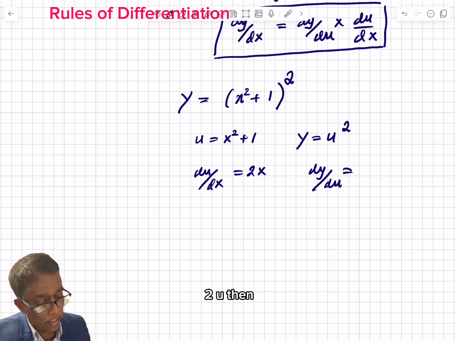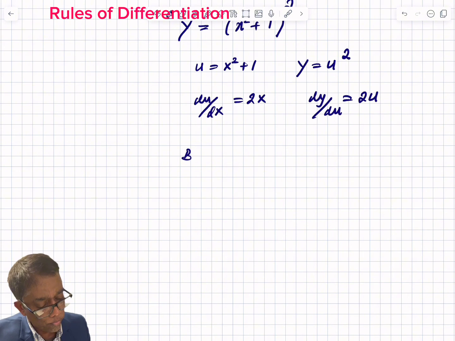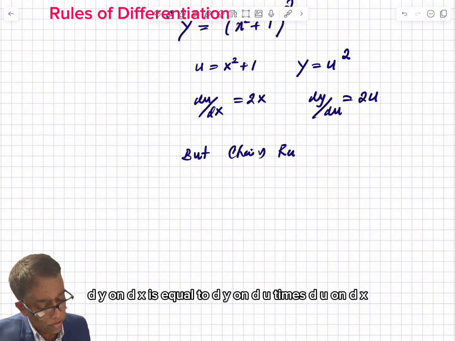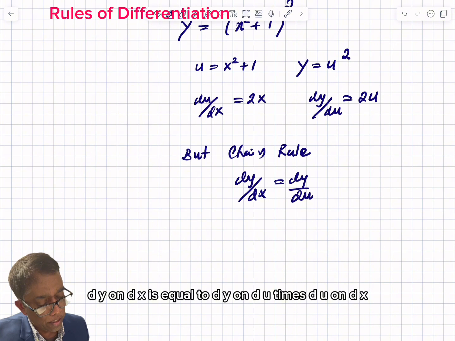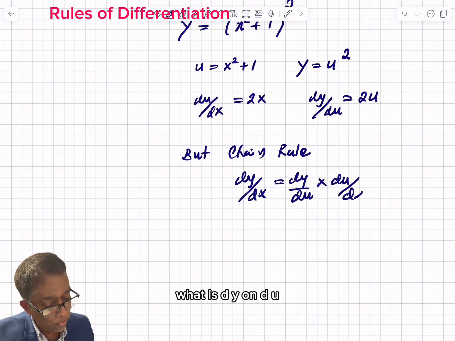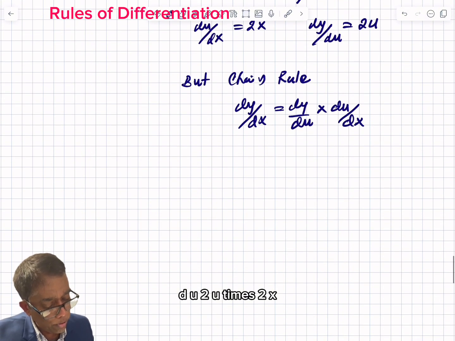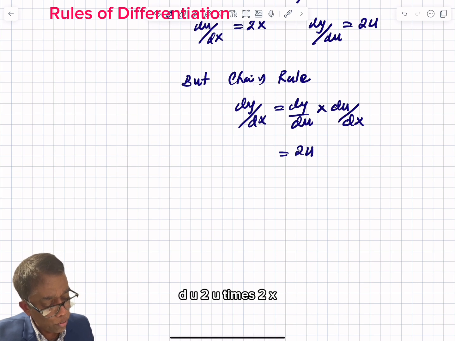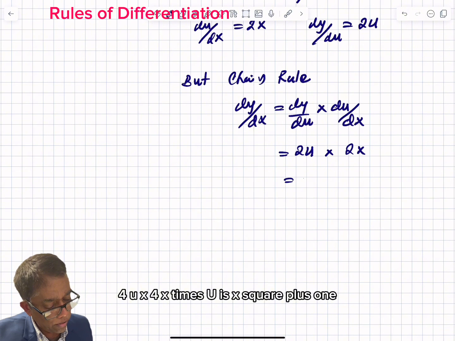2u. Then the chain rule says dy on dx is equal to dy on du times du on dx. 2u times 2x, 4ux. 4x times u, where u is x square plus 1.